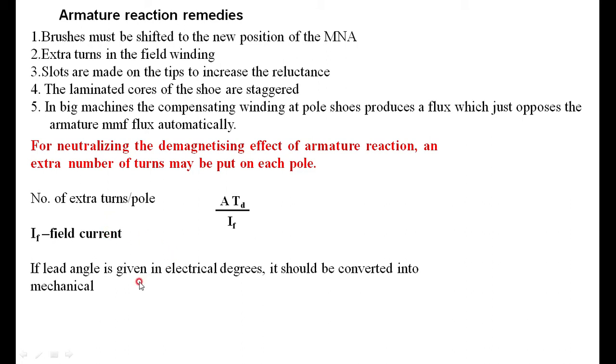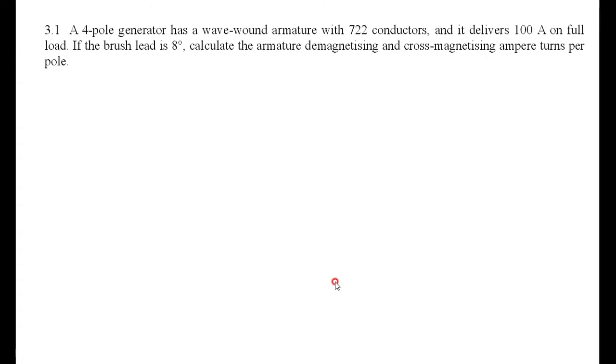If the lead angle is given in electrical degrees, it should be converted into mechanical degrees. For that, divide the electrical degrees by the number of pairs of poles. That gives the conversion of the electrical degree into the mechanical degree. Then we'll look into the numericals.